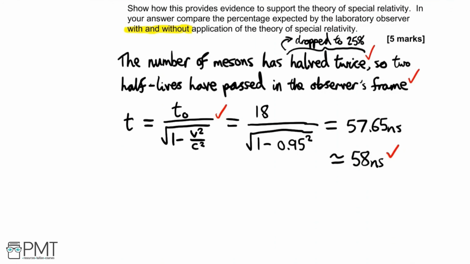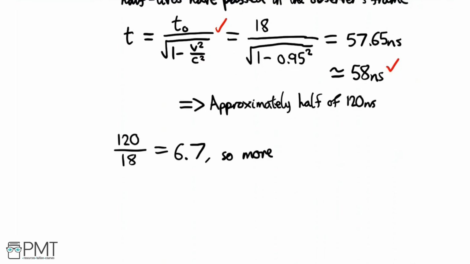What we now need to look at is what would happen if there was no special relativity. You might want to, before you do that though, just point out that this 58 nanoseconds is approximately half of the amount of time that we calculated in the previous question, which was 120 nanoseconds. Just to be explicitly clear to the examiner. Now, if special relativity wasn't a thing, we would find that many more half-lives would have passed, which is just the number of times that 18 goes into 120.